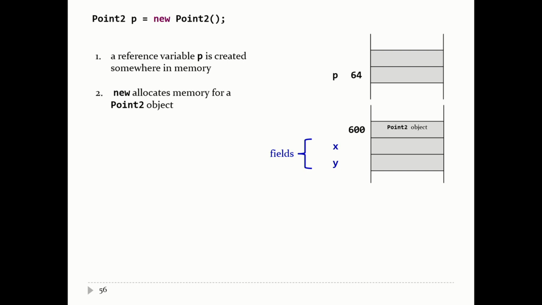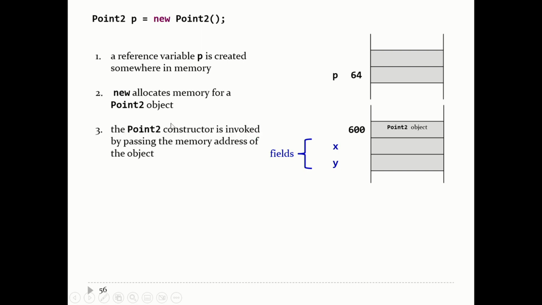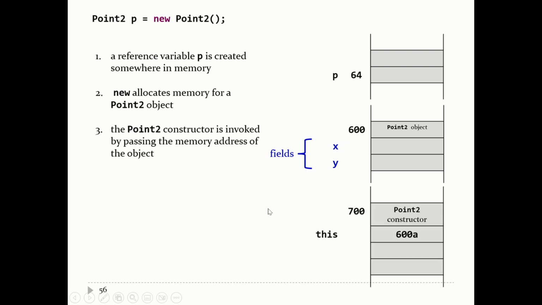So for a C programmer, malloc gets called. And that object gets created somewhere in memory. Fields x and y automatically appear. Step 3, the Point2 constructor now starts to run. When a constructor or a method runs, it has to run somewhere in memory. When anything runs on your computer, it runs somewhere in memory. So somewhere, the constructor pops up in memory. It doesn't matter where, for our purposes.